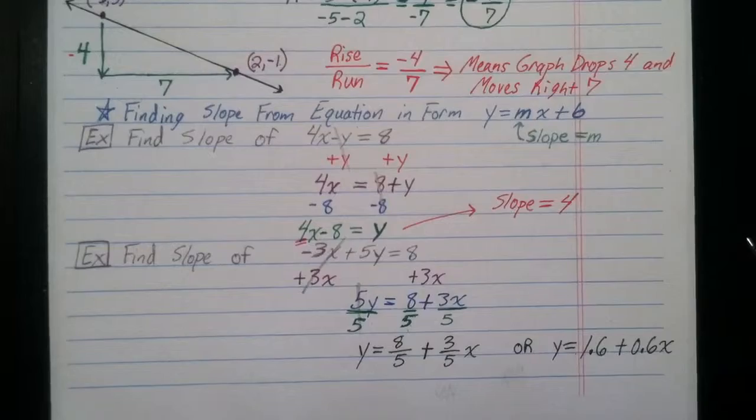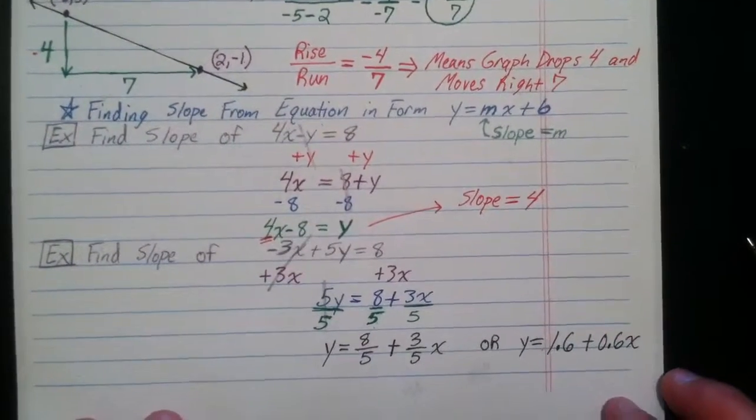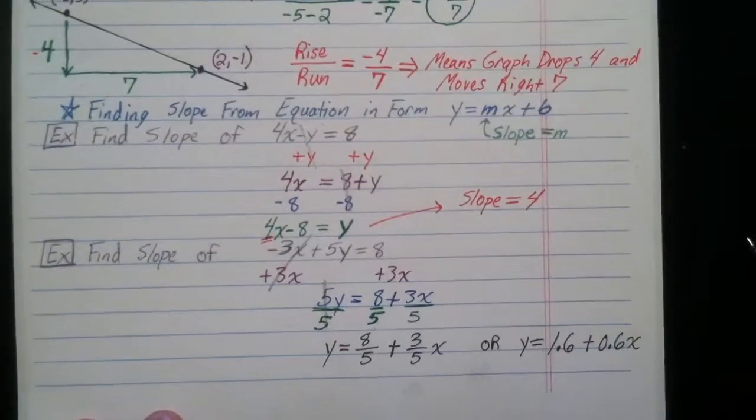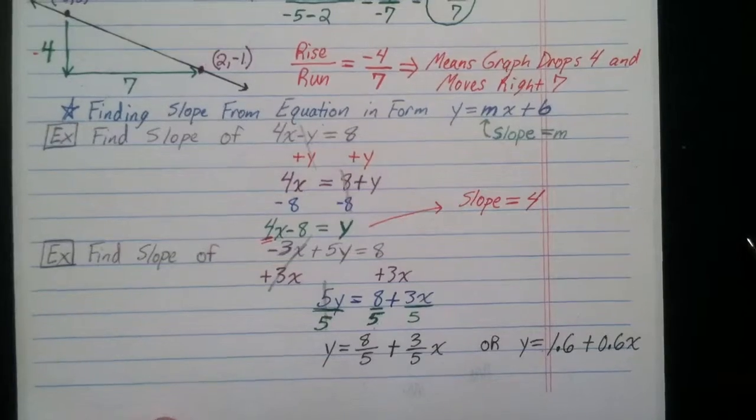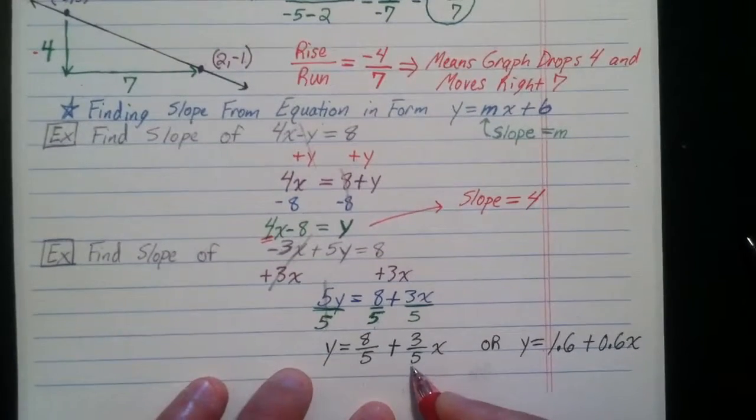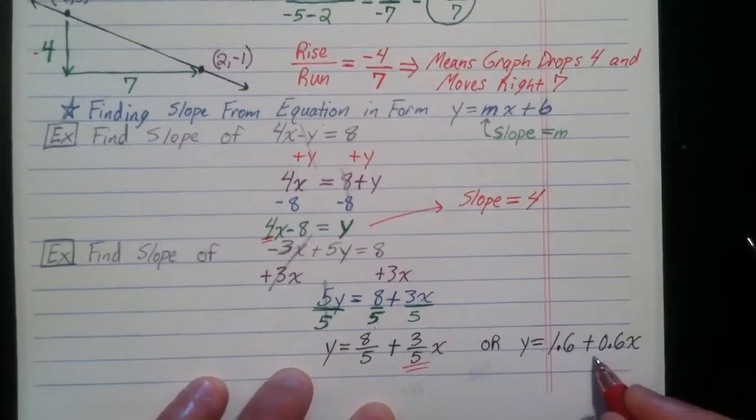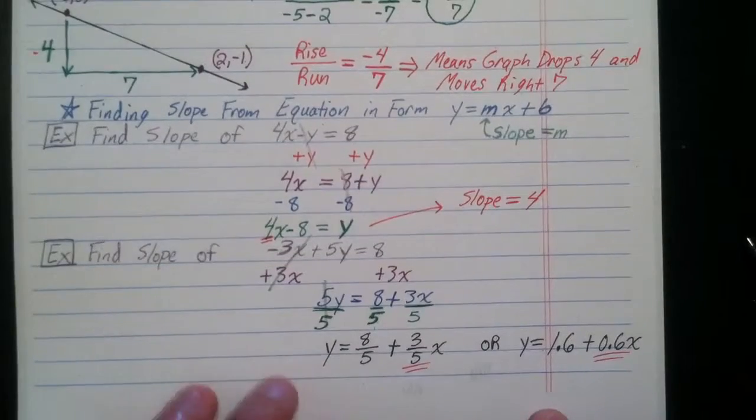We have it in the form we want. All that matters now for us to grab our slope is what is the number attached to x? What is x's coefficient? And it is 3/5 or 0.6.